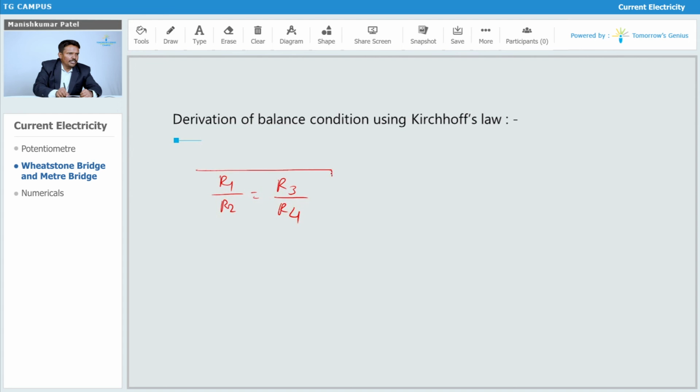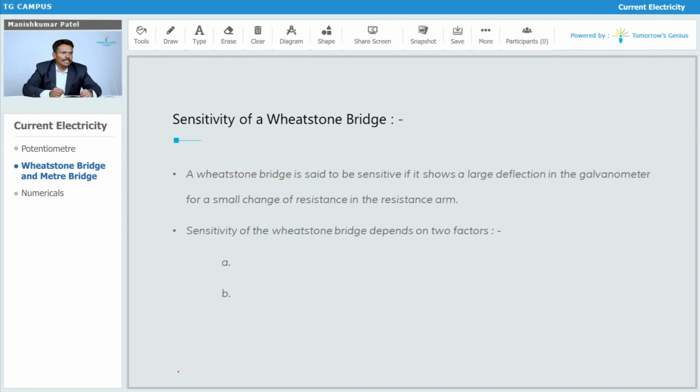If this condition is satisfied, then there is no current flowing through that branch which consists of the galvanometer, and the bridge is balanced. So that is what we call the balancing condition. So this is the Wheatstone's bridge.